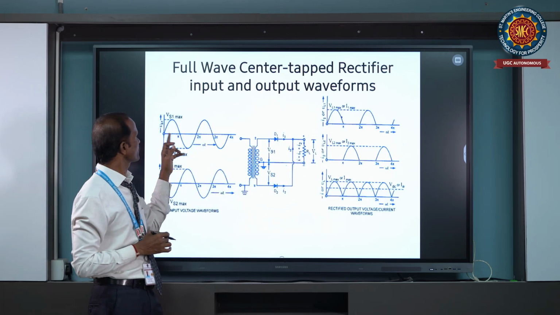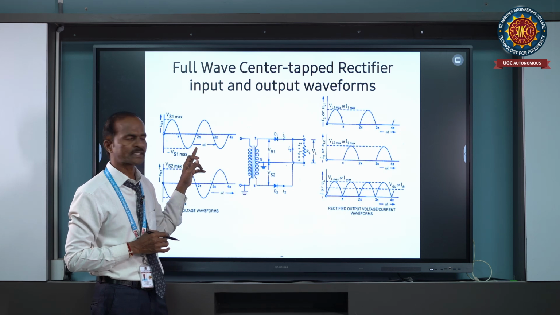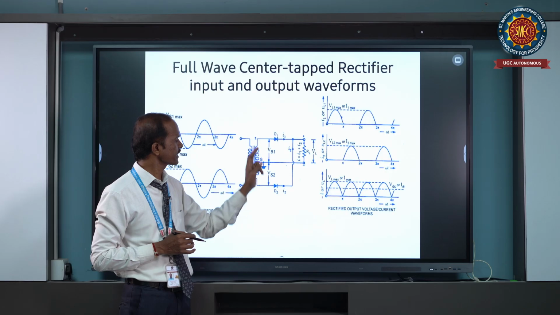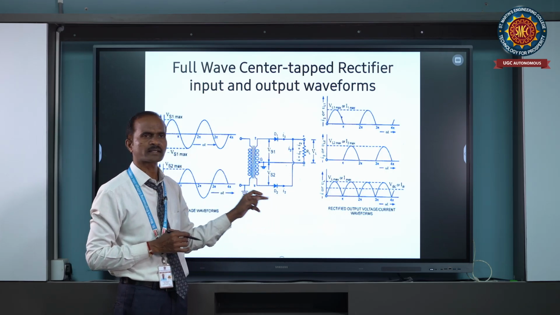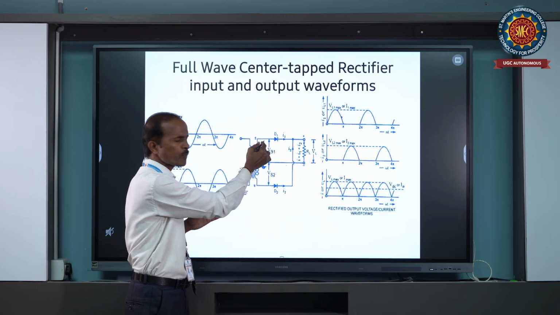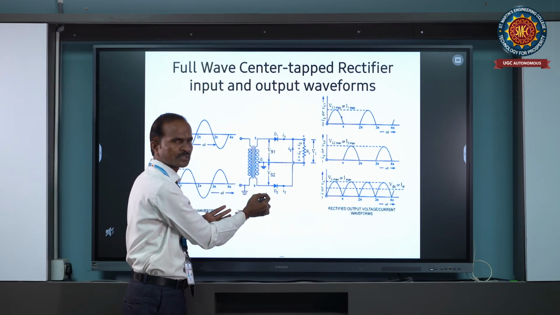Now during the negative half cycle of the input signal, diode D1 becomes reverse bias and diode D2 is in forward bias condition. During the reverse bias condition, diode D1 acts as an open circuit, and D2 acts as a short circuit.